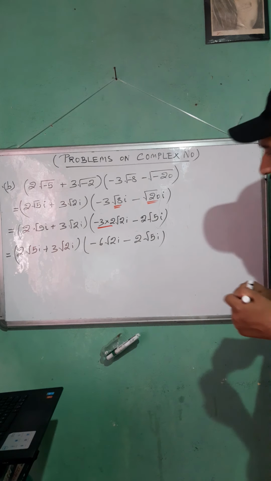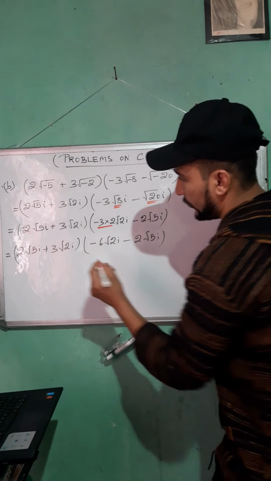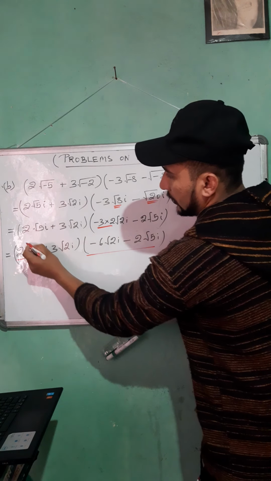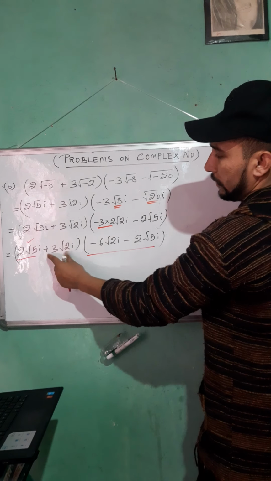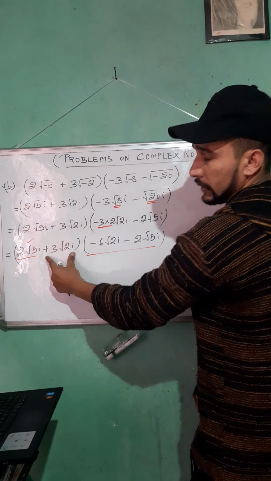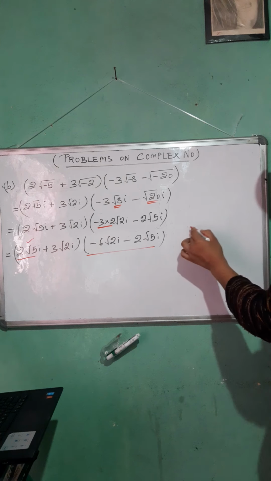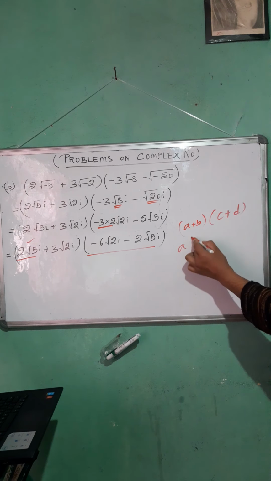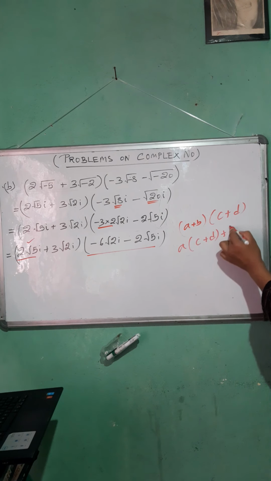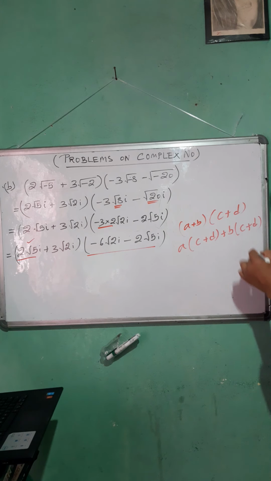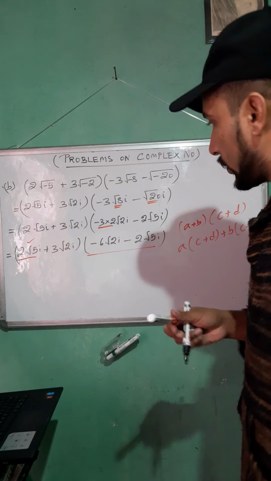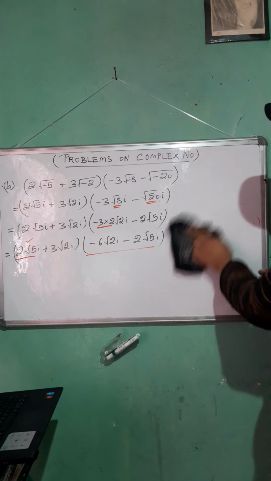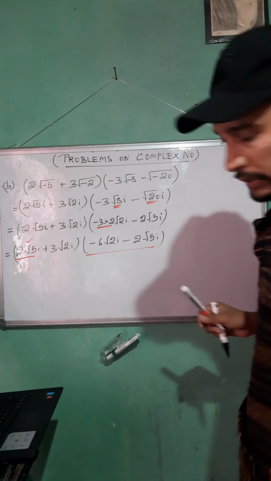Okay, now you can open the bracket. First you can multiply everything in this by this, and next step you can multiply everything in this by this one. You know how to open the bracket. If you have (a plus b)(c plus d), what will you do? a(c plus d) plus b(c plus d). You do like this, isn't it? So the same process you can follow.